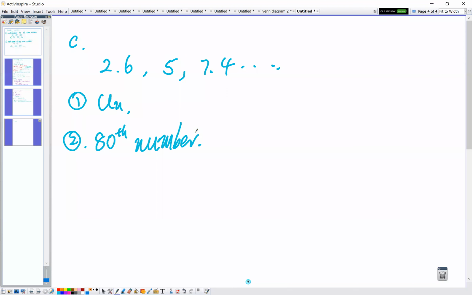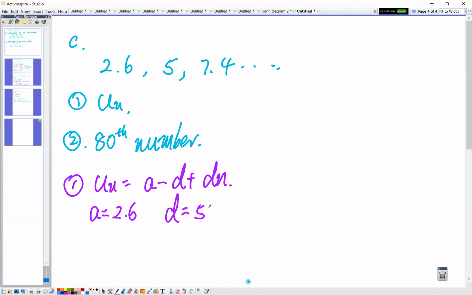Look at the answer. Look at the questions here. The question gives you different options here. The first one, the question asks you to find the Un. To find the Un is equal to A minus D plus Dn. A, which is the first number. So which number is the first number here? First number, which is 2.6. D is the difference. If I take 2.6, it becomes 2.4. So therefore, Un is A minus D plus Dn. So it will become 2.6 minus 2.4 plus 2.4n.